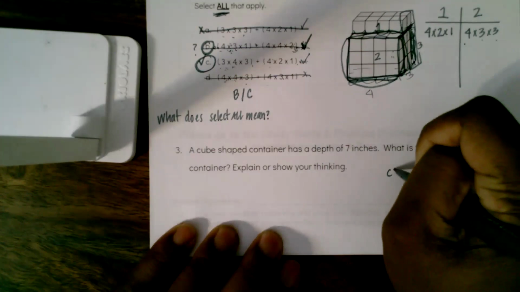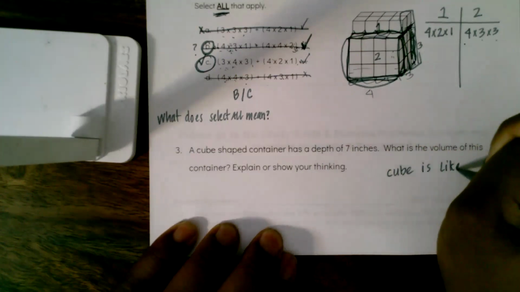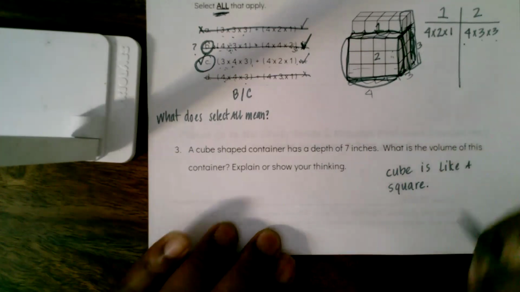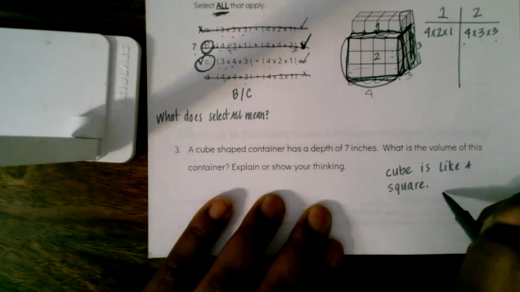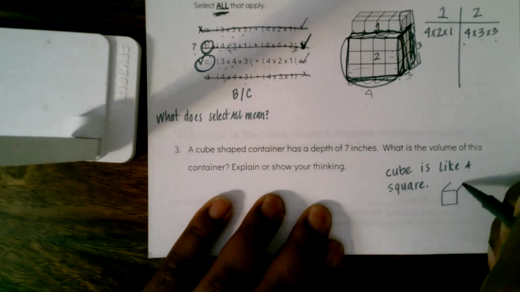Let's look at this one. A cube-shaped container has a depth of 7 inches. What is the volume of the container? Here's what I know about a cube. I know that a cube is like a square, like an ice cube. And a square has multiple faces.